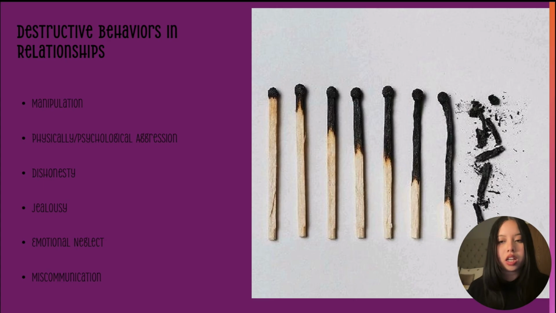Jealousy can create a very toxic environment for both in the relationship. Emotional neglect involves minimizing or ignoring the other person's needs and feelings. And miscommunication can lead to many misunderstandings throughout the relationship.